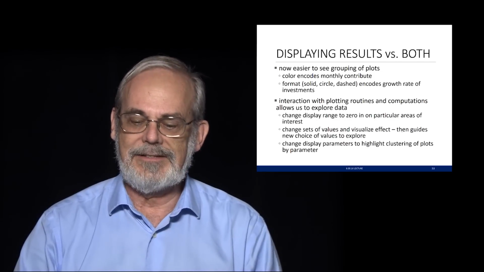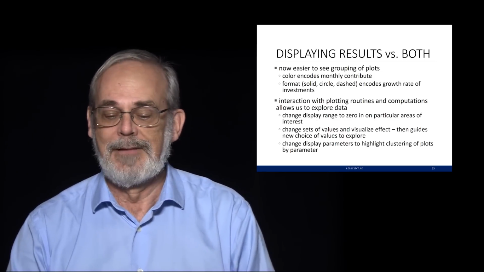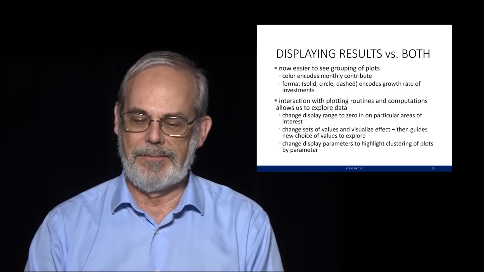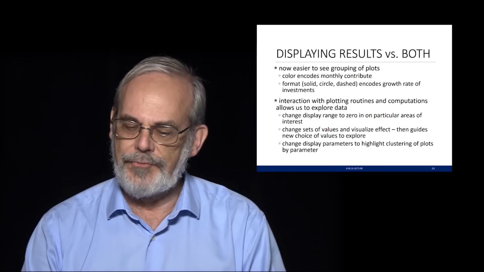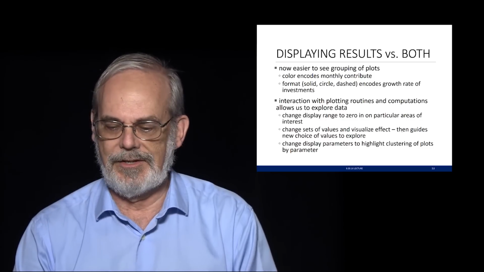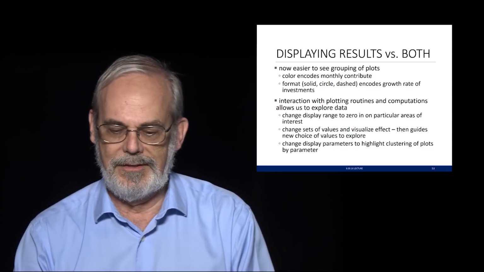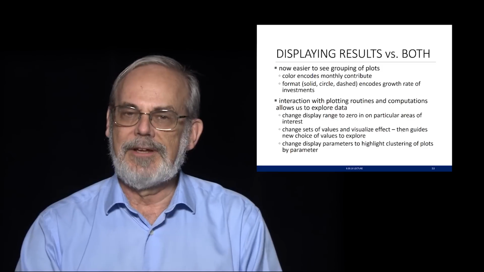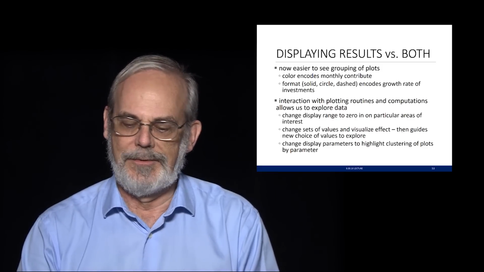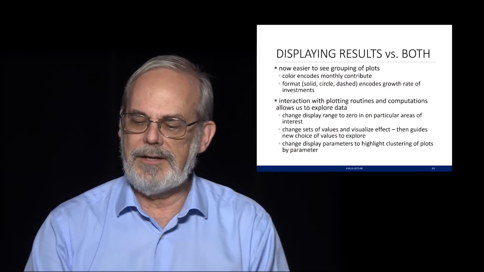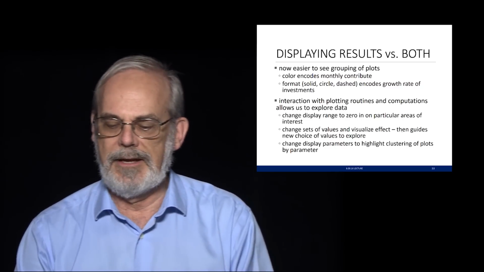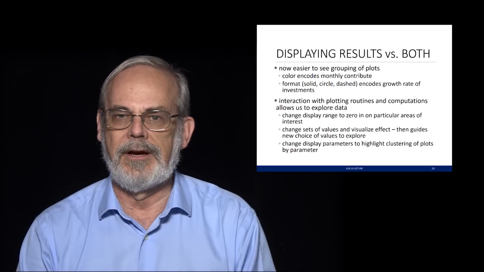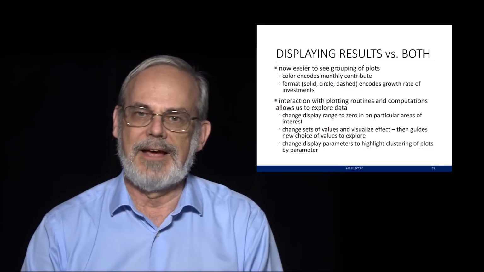And so that nicely leads to this summary. It's now easier to see the grouping of the plots. Color encodes, in this case, monthly contribution. Format, solid circle dashed, encodes the rate of growth that I chose for the investment. And more particularly, as you saw with this example, I can interact between the plotting routine and the computation to explore the data. Can change the display range to zero in on a particular area of interest. In this case, it was the last 10 years.